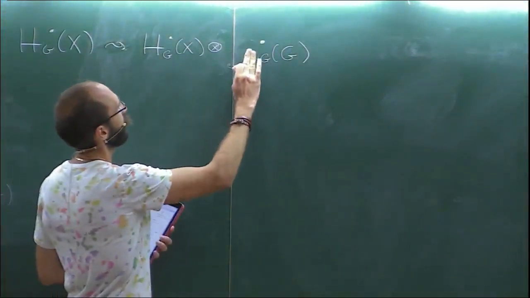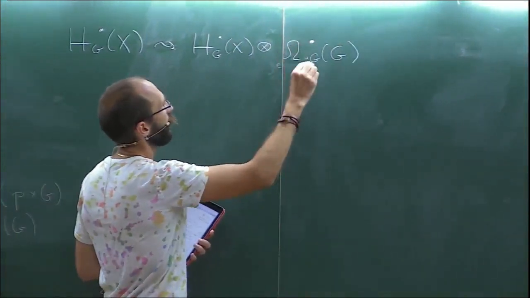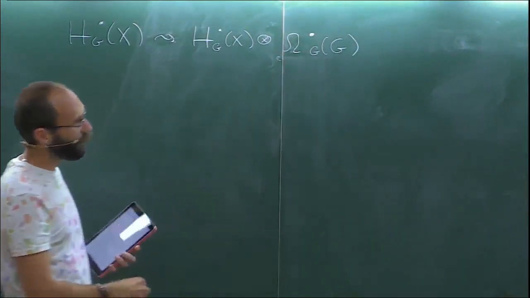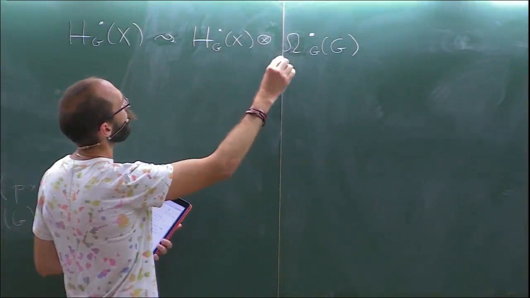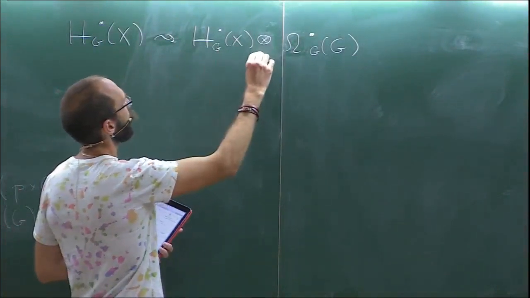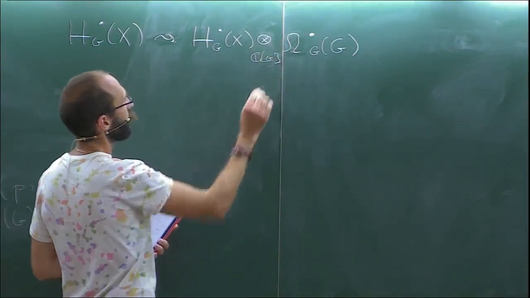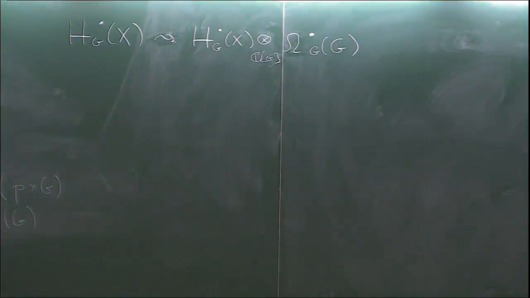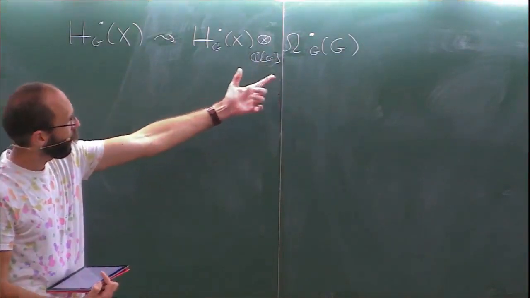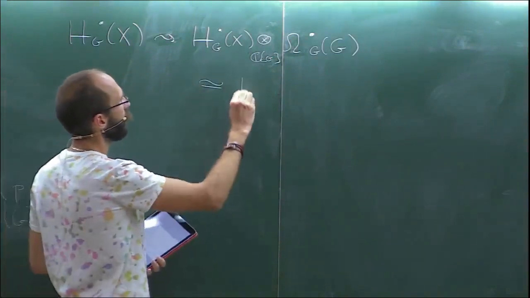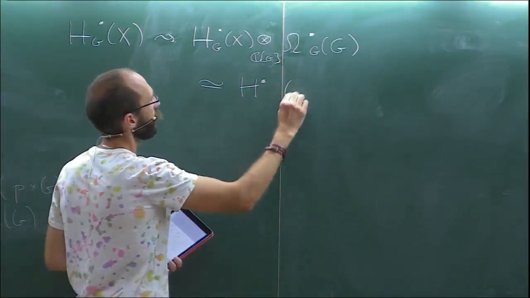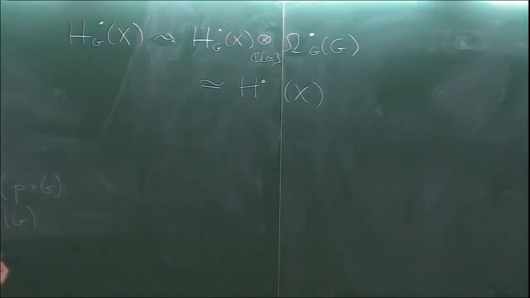Tensoring with, maybe write it like this, with the equivariant, the Cartan model of the equivariant de Rham complex does the trick. And one tensors over the C of sigma algebra. And so computing cohomology of this by standard manipulations is just the cohomology of X.